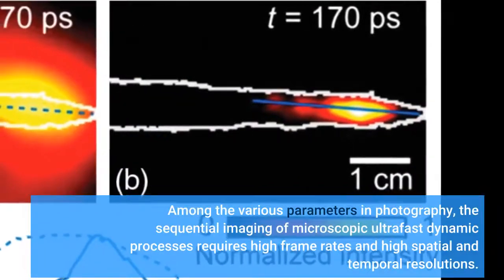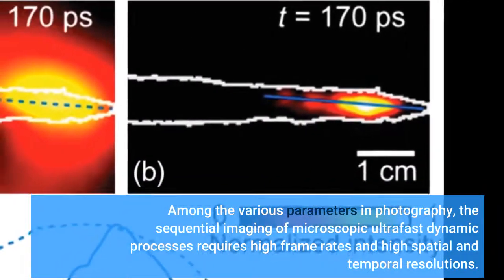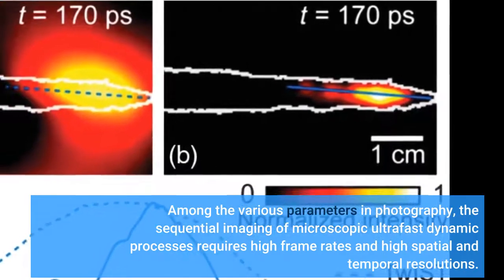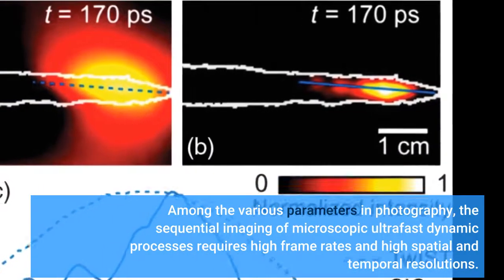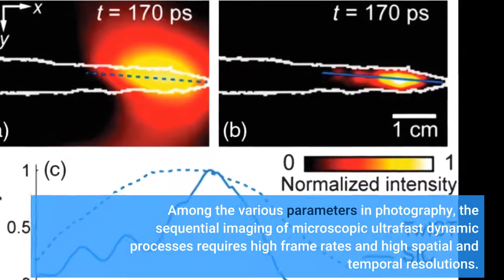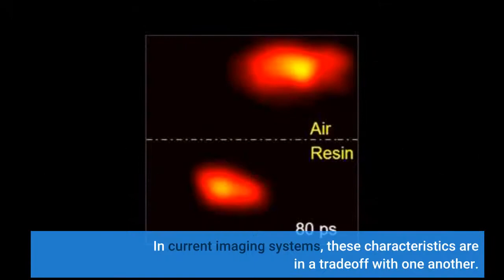Among the various parameters in photography, the sequential imaging of microscopic ultrafast dynamic processes requires high frame rates and high spatial and temporal resolutions. In current imaging systems, these characteristics are in a trade-off with one another.